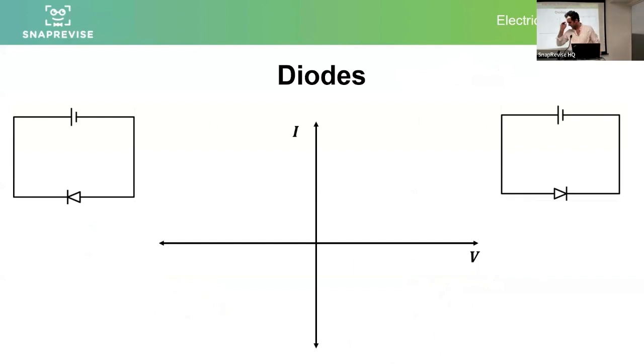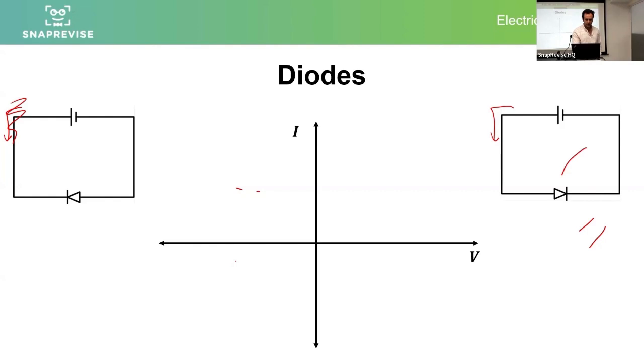How is it best to plot this? Which way round do we want to do it? Yeah, let's go for this way. We've pre-planned it such that the right side of this graph represents the situation where the current is aligned with the arrow of the diode.